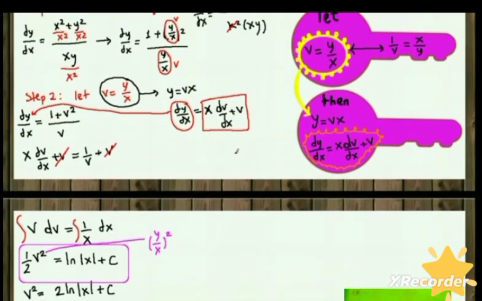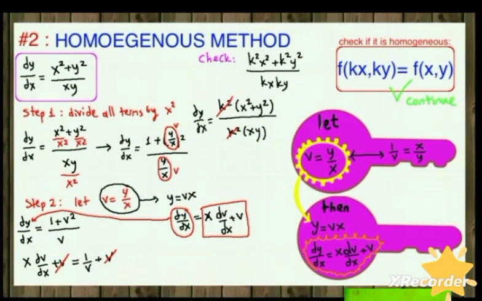So let's recap. In the homogeneous method, the very first checklist item is we need to check if the function is homogeneous. To be able to do that, we substitute kx for x and ky for y to see that it's going to be equal to the original function. Then we can start the steps. We divide all terms by x or x squared, the highest power of x. If you have x cubed, then you divide everything by x cubed, because our main goal is to convert it into the form of y over x.